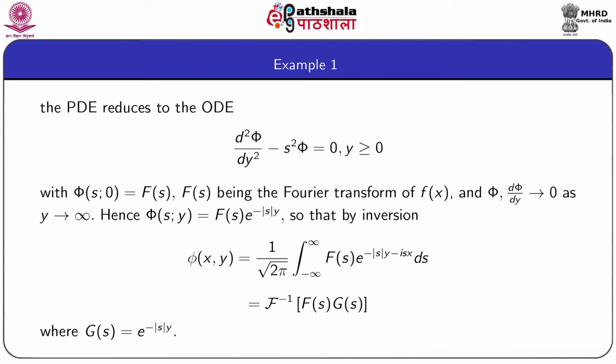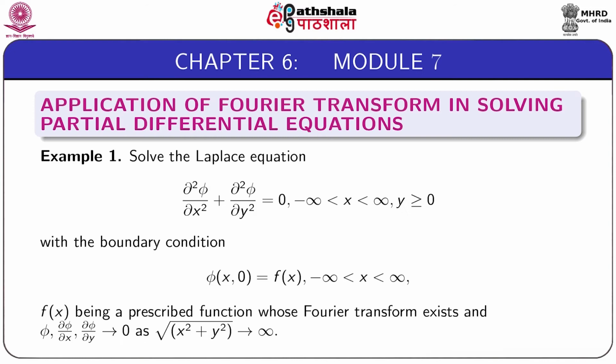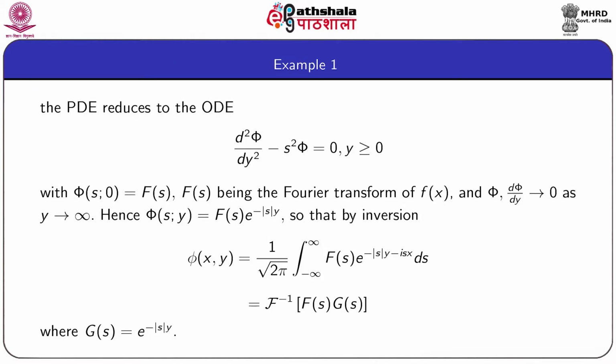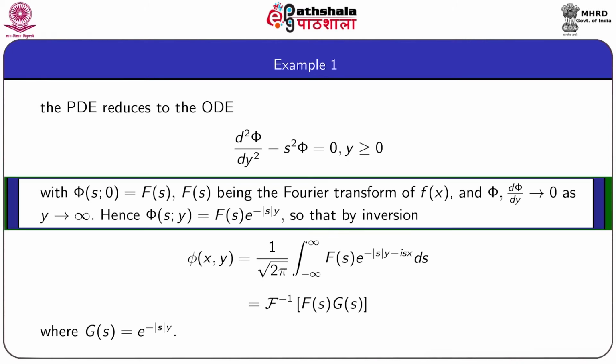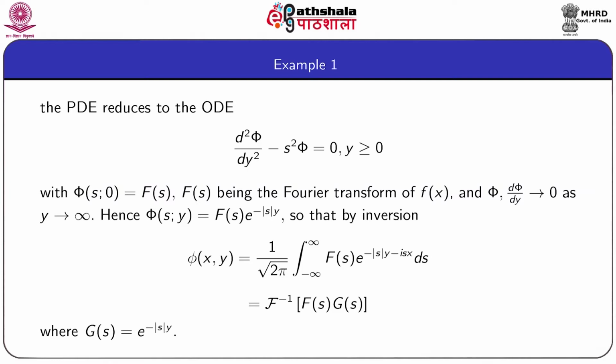Again, taking the Fourier transform of the boundary condition φ(x,0) = f(x), we obtain Φ(s,0) equal to capital F(s), where capital F(s) is the Fourier transform of small f(x), and Φ, dΦ/dy tend to 0 as y tends to infinity.